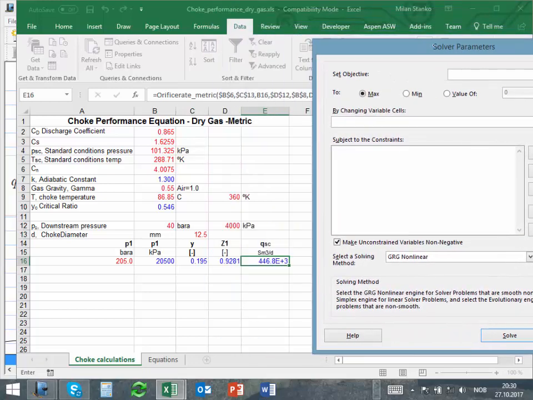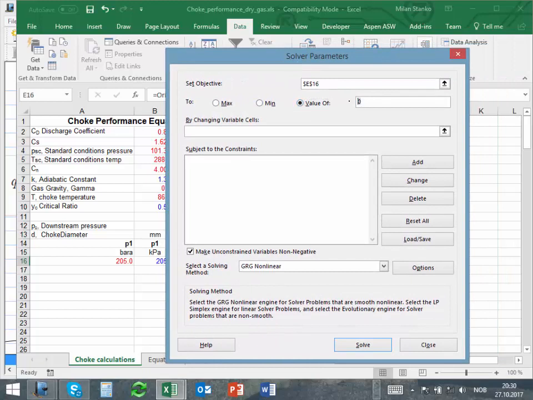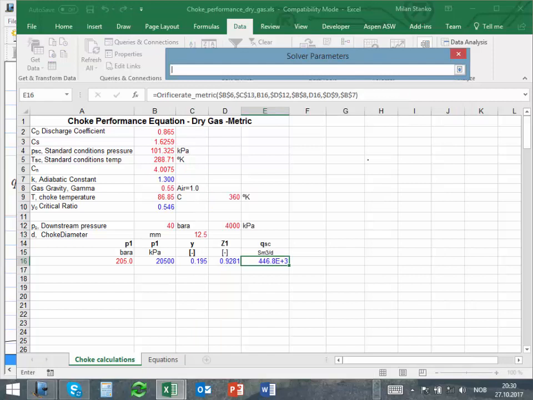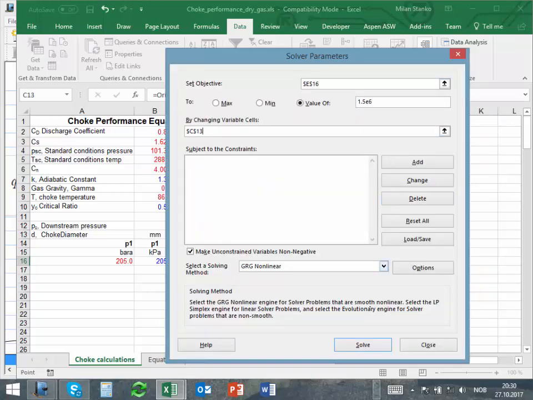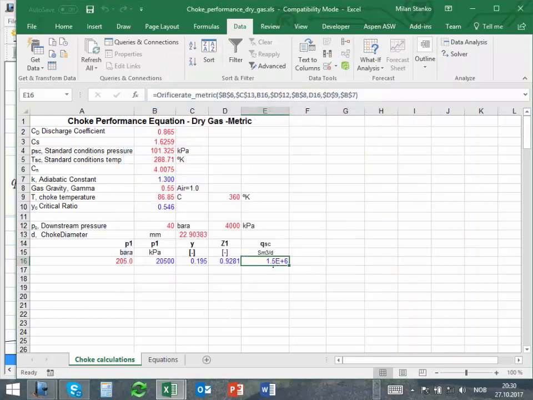I want to change this number. I want it to be exactly equal to my production rate, 1.5 e to the 6. And the only thing I can change in this choke is the diameter, the D2, which is here, choke diameter. Then I run it, and it found it. But let's see what diameter I get. 22.9, that's like 1 inch, the choke that I need to put on this well.